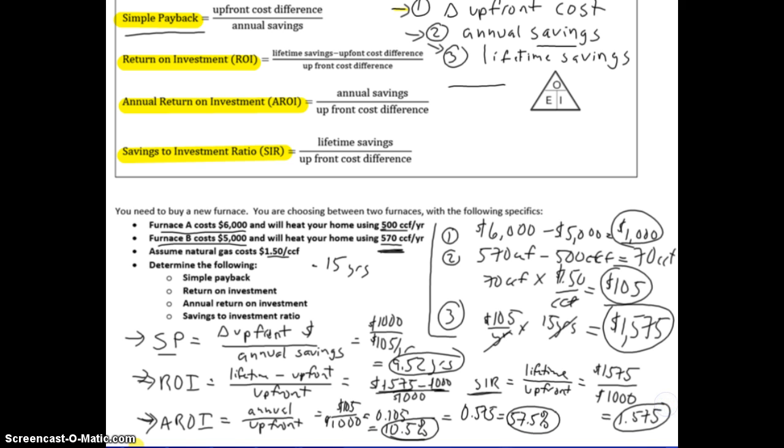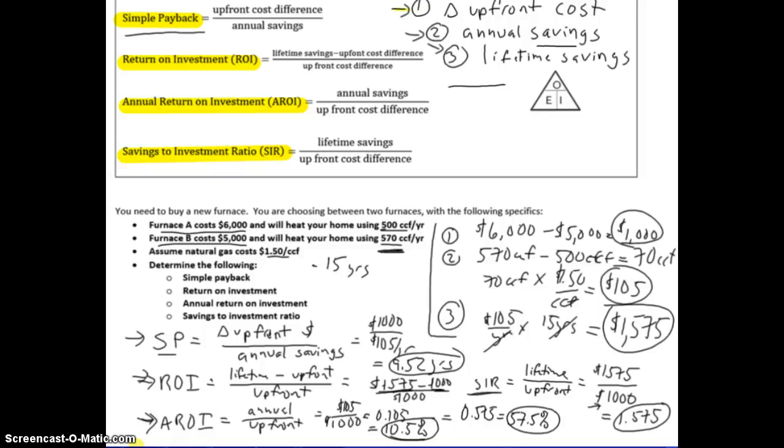This is very similar to your total return on investment. It's saying that, based on your initial investment, you're saving a total of about 1.5 times your initial investment. In this case, your investment is $1,000 upfront, and basically you get about 1.5 times that back.